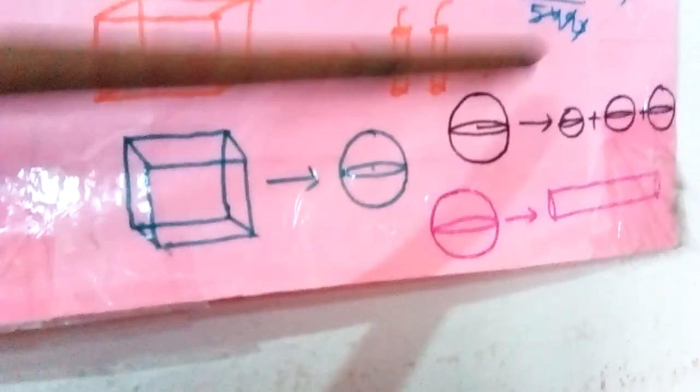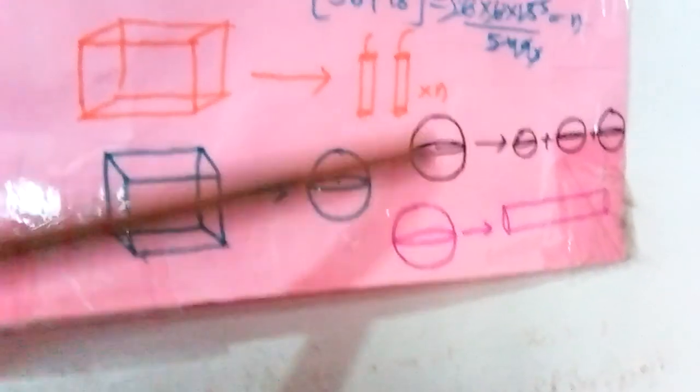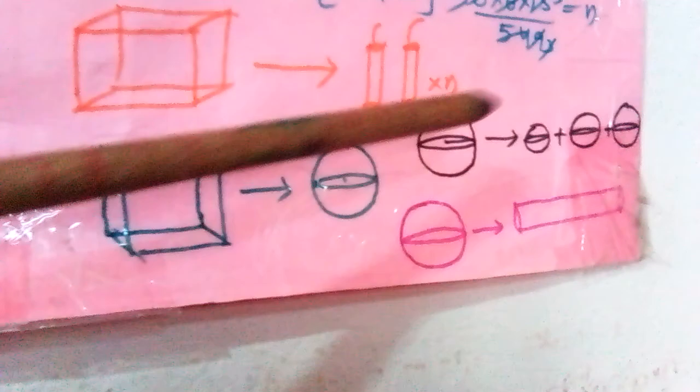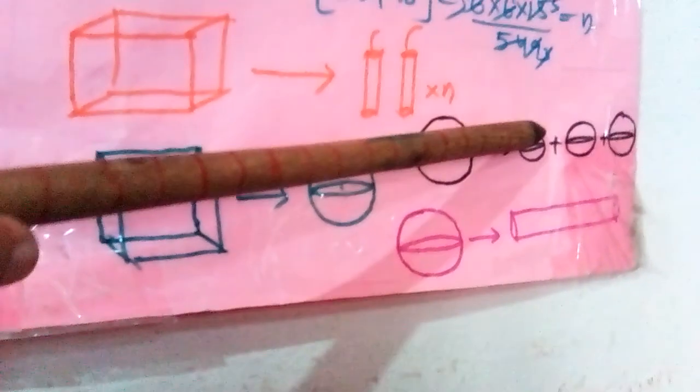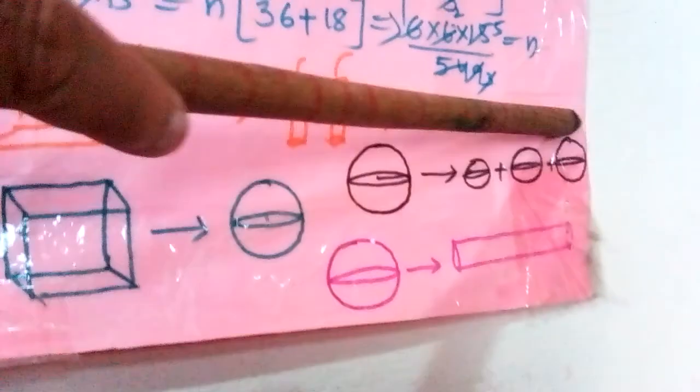Suppose three small spheres are making a big sphere, are changing into a big sphere, then the volume of the big sphere is equal to the volume of small sphere 1 plus the volume of small sphere 2 plus the volume of small sphere 3.